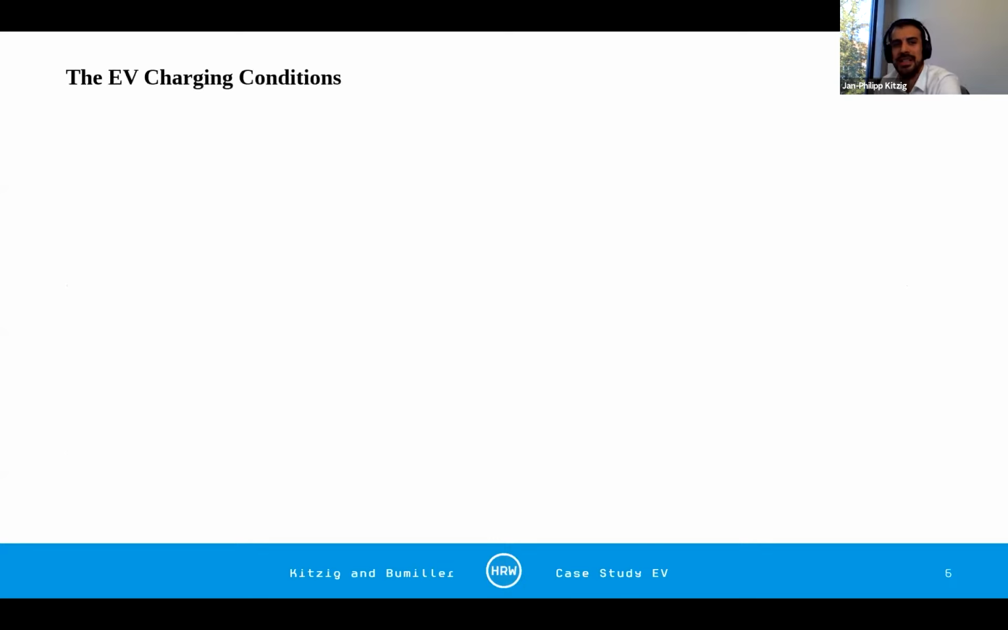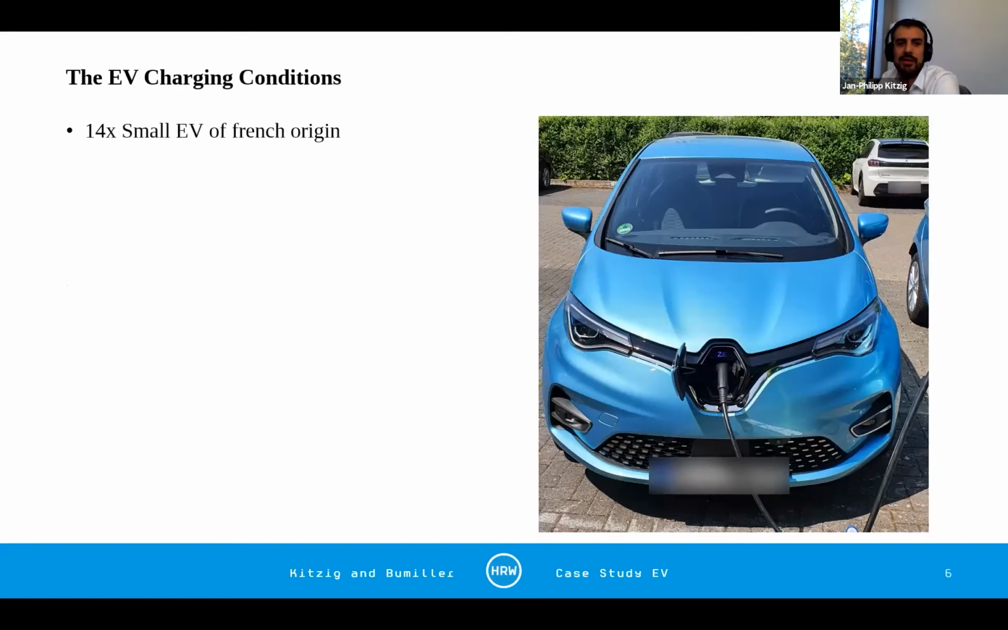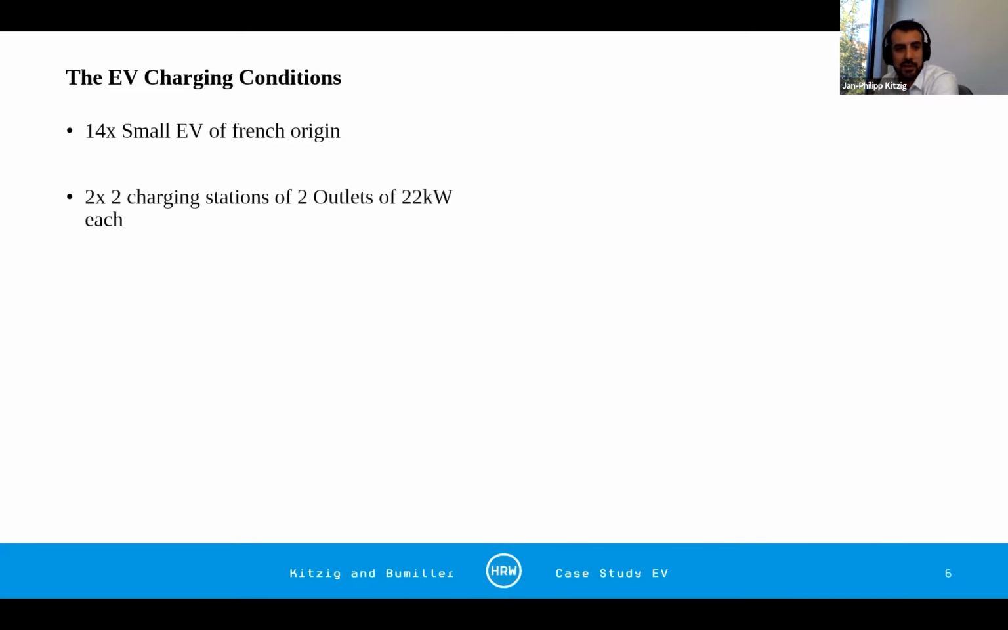I want to talk about the EV charging conditions. This company leased 14 small electric vehicles of French origin for their employees, and they use them as their private cars, and they are charging them mostly at that building. As I already said, we have 2 times 2 charging stations with 2 outlets of 22 kilowatts each, and along one string, these charging stations are configured in a master-slave configuration. The one master station determines how much power output is given to each charging port.